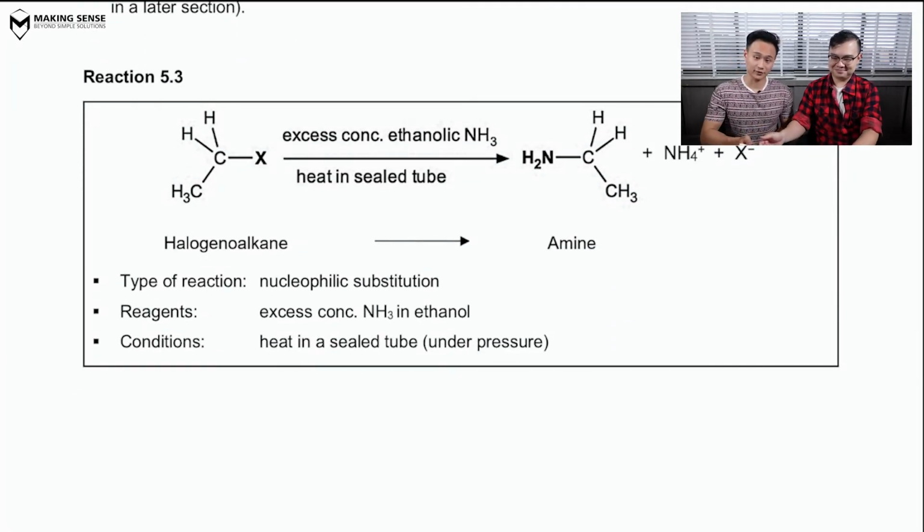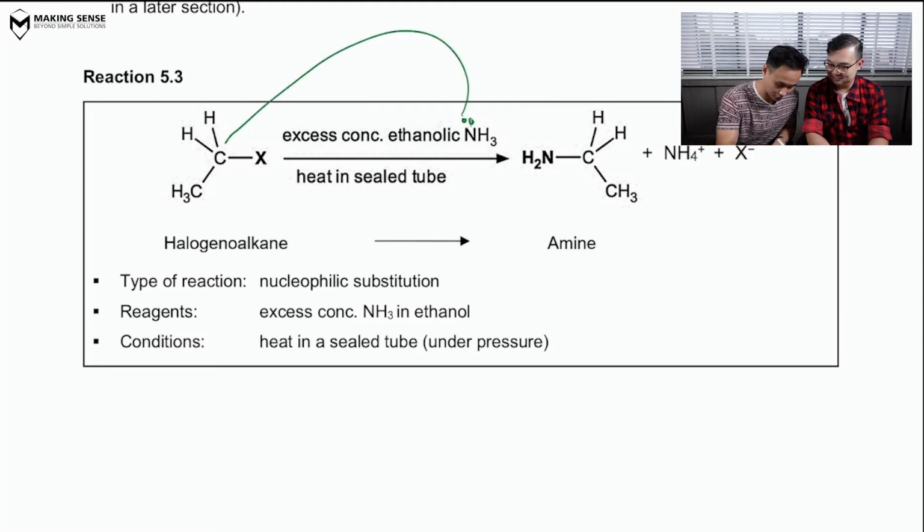Okay, so in reaction 5.3, it's going to be something similar, but instead of a cyanide or a hydroxyl nucleophile, we're going to use an ammonia nucleophile, but the idea is to do the same thing. Focus on the lone pair on the nitrogen, it is nucleophilic. It's going to attack the electrophilic carbon, once again break that CX bond, release that X minus, and your product is a primary amine. Now, before we move on, Mr. Leong, can you tell me why do we have to heat it in a sealed tube?